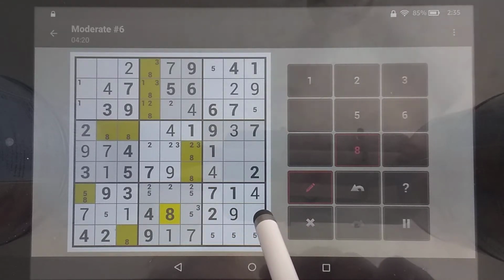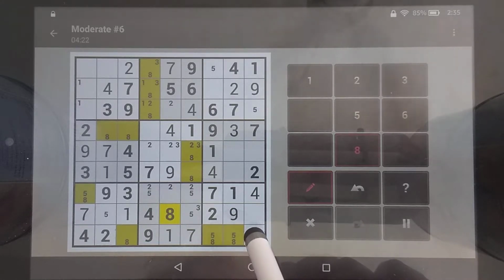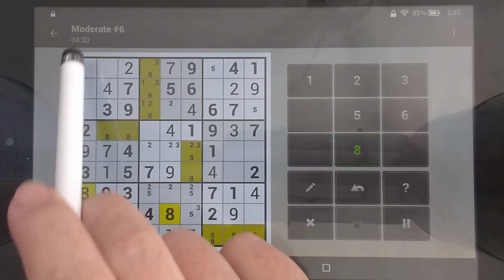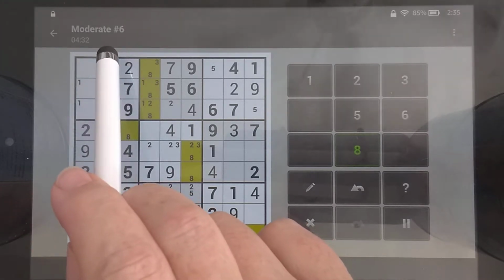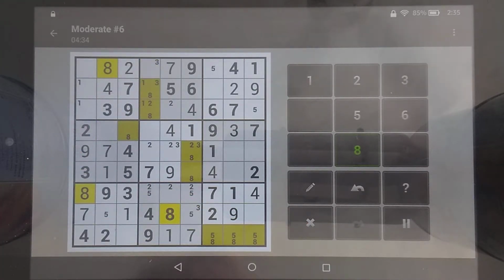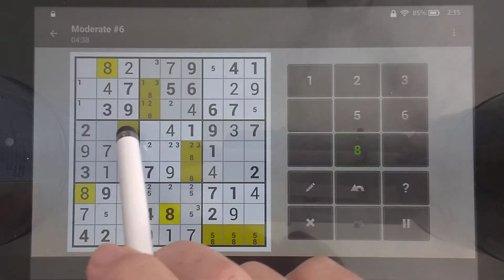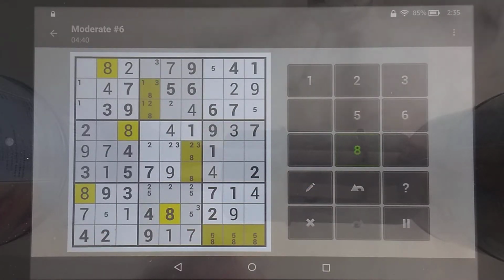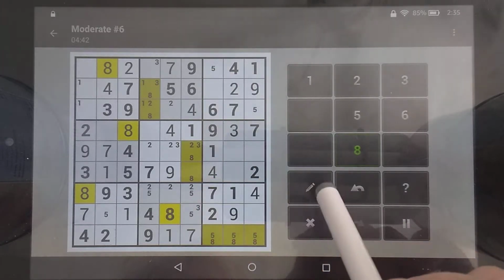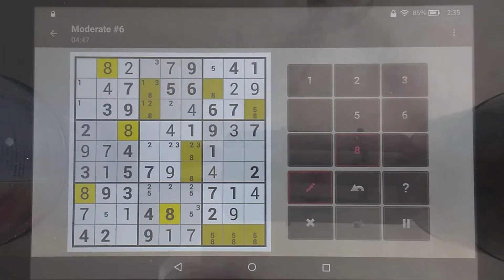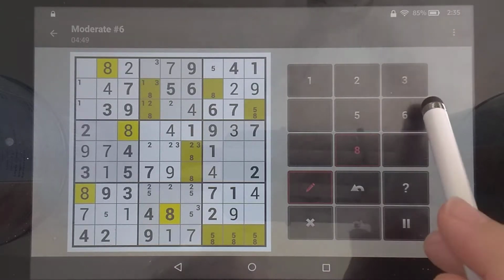This 8 blocks this row, meaning this 8 has to be in the bottom row, which now negates that one, and therefore this 8 has to be there. That now takes over that column, meaning the 8 has to be placed there, and that now guarantees that that 8 has to be there, and this 8 has to be in one of these 2 spots because that one is blocked. All right.